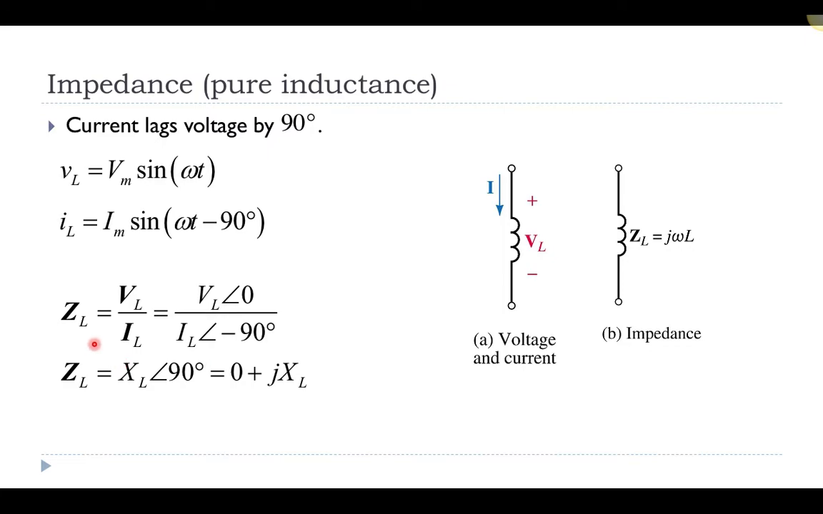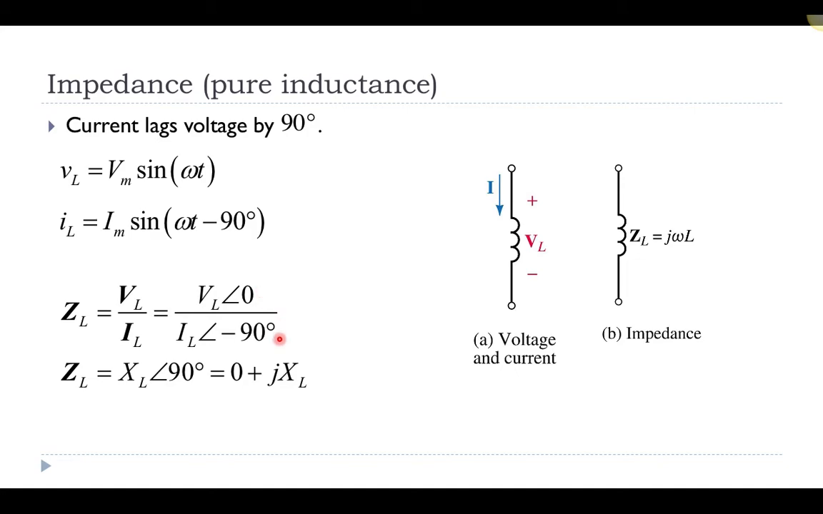So if I wanted to calculate the impedance for an inductor, I would use the voltage over the current. This is the voltage of the inductor over the current of the inductor. The voltage of the inductor, the amplitude would be Vm. I wrote it as VL here, and it has a phase angle of 0, and I would divide by the amplitude of the current, should have been Im here, and then with a phase angle of minus 90.